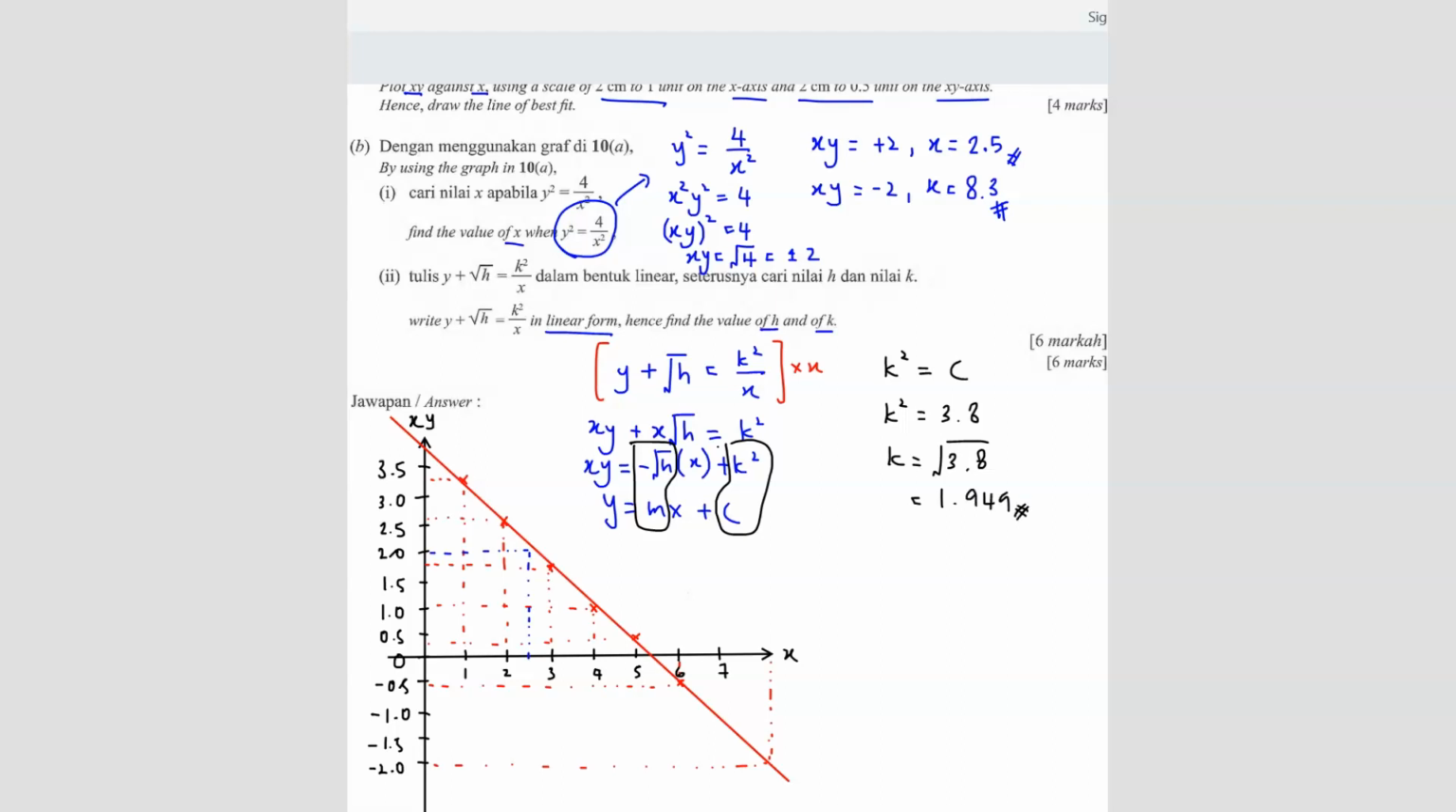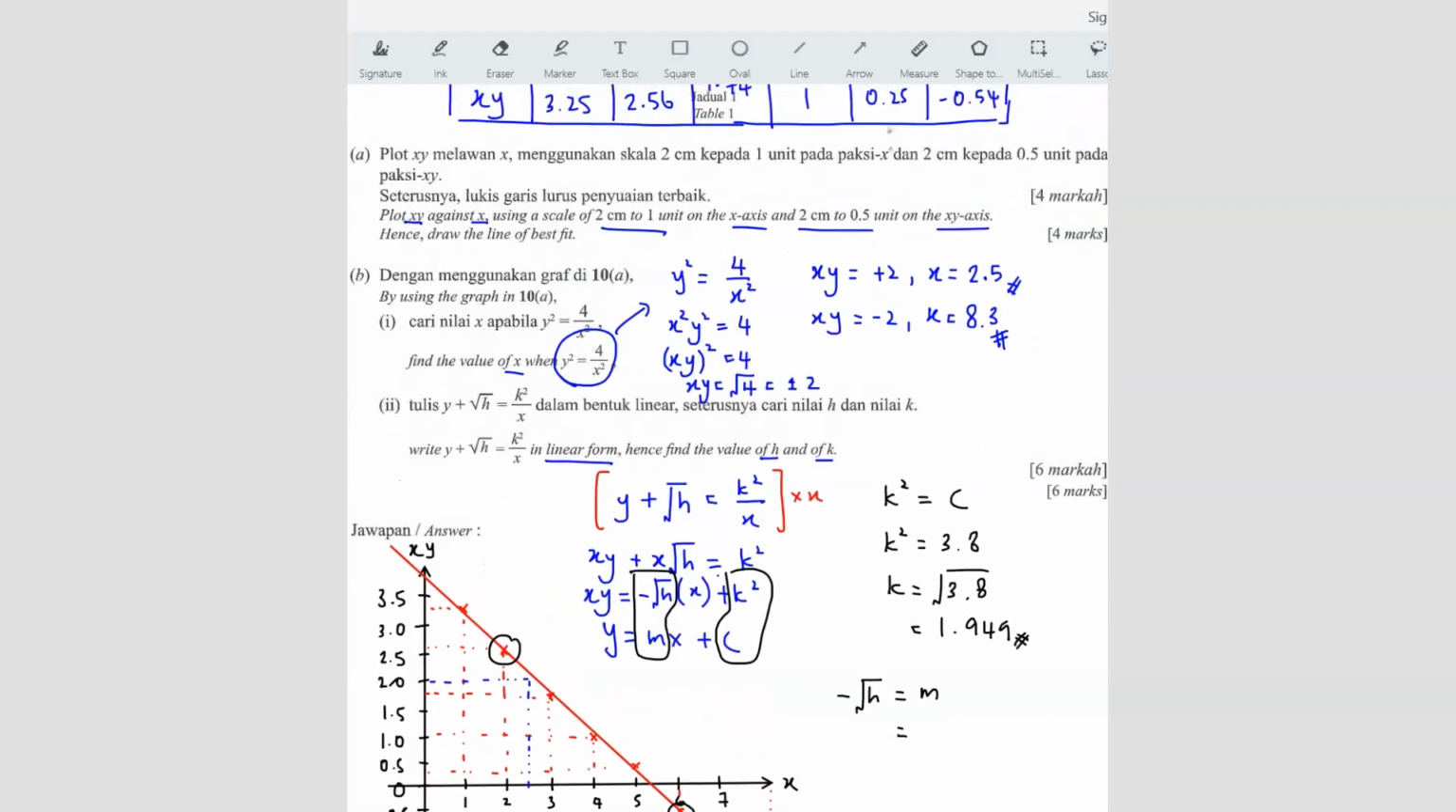Okay, next we want to find the h. So we know that negative square root h should be equals to the gradient m, right? So how do we find the gradient of this graph? We can just take any of the points. So I'm going to take this and... Okay, I'm just going to take which point? So maybe I can take the second point, and also the 6th point. Okay, so I need to use our graph again.